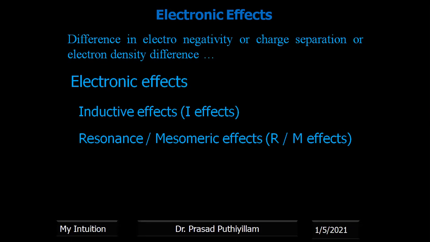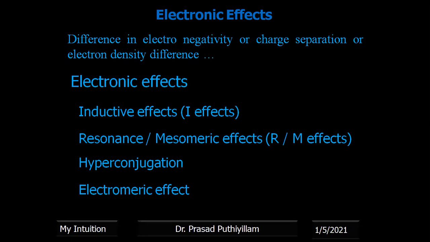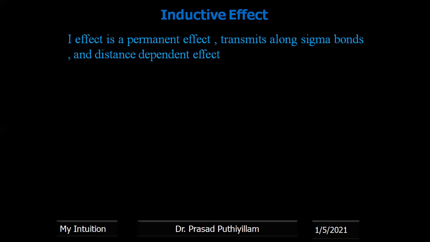Some of them are inductive effect, I effect, resonance R effect, mesomeric effect, that is M effect, then hyperconjugation as well as electromeric effect. This particular class covers the inductive effect, resonance as well as mesomeric effect. Inductive effect is a permanent effect. It transmits along the sigma bonds and it is a distance-dependent effect.